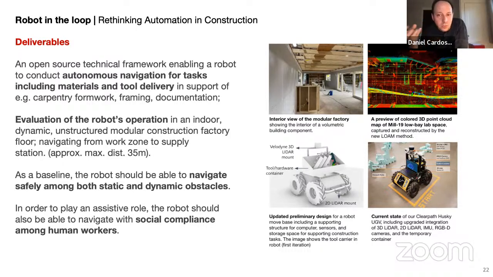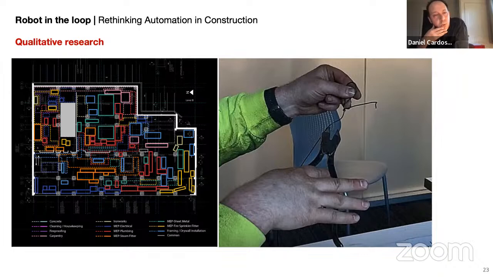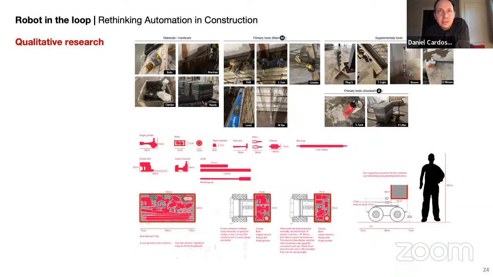And so the goal, what we're working towards and hoping to demonstrate pretty soon in May, is an open source technical framework that enables a robot to conduct autonomous navigation for material and tool delivery on a construction floor for the particular tasks of carpentry formwork and framing. It should be collision avoiding and safe, but we also want to understand the reception of this kind of technology with particular workers. So we will be testing these on construction sites. These are some images that give a flavor of the types of analysis and data that we collected.